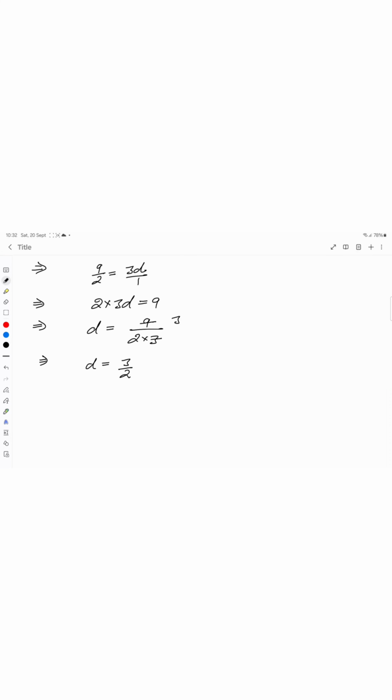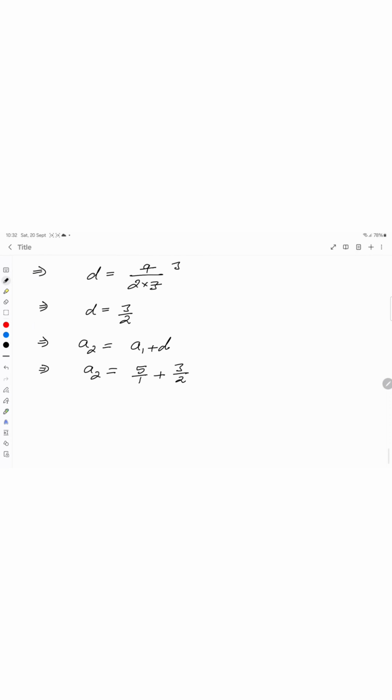Now find out the value of second term. वैल्यू ऑफ a2 अब हमें फाइंड आउट करनी है. तो a2 की वैल्यू क्या होगी? a2 की वैल्यू हो गई a1 प्लस d. प्रीवियस टर्म में, फर्स्ट टर्म में d की वैल्यू को ऐड करेंगे. तो a1 की वैल्यू है हमारे पास में 5/1 and value of d is 3/2.